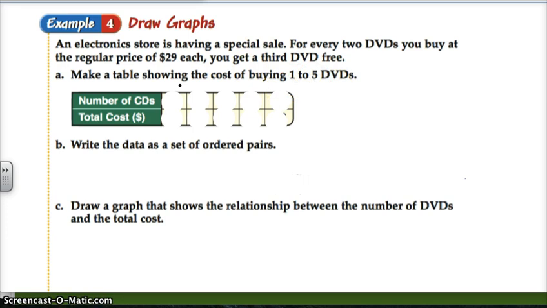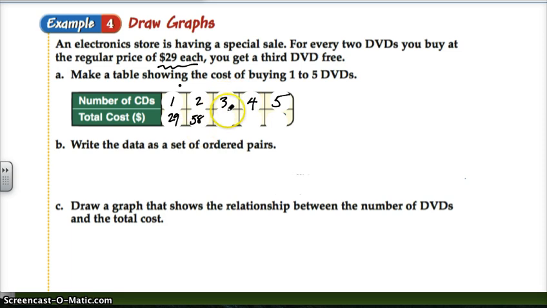So the first thing we need to honor is the fact that the number of DVDs will go from 1 to 5. So we've got 1, 2, 3, 4, and 5. All right. So the next thing is the total cost. If I buy 1, we were told that the regular price is $29 apiece. So I'd spend $29 on that. If I were to buy another one, I'd double that 29 and I'd spend $58. So if I wanted 2, I'd have to spend 58 bucks.